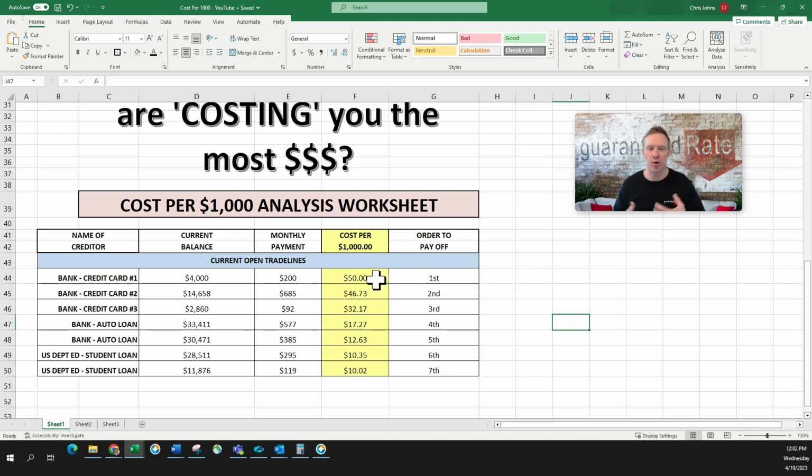If your credit cards and things have gotten a little bit out of control, maybe you have 5 or 6 credit cards with balances on them and you want to start picking on them, this is a really nice way to figure out which one to start with.